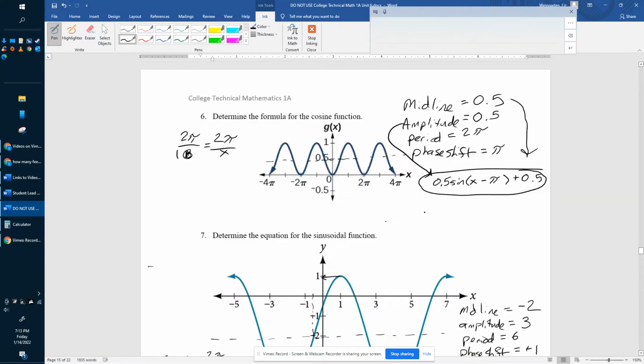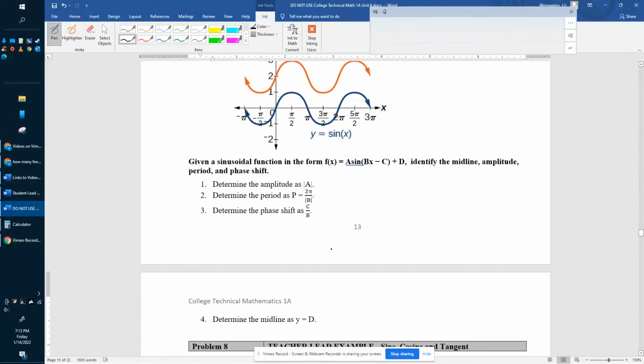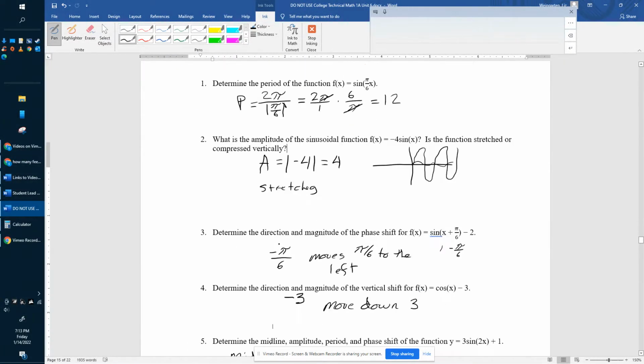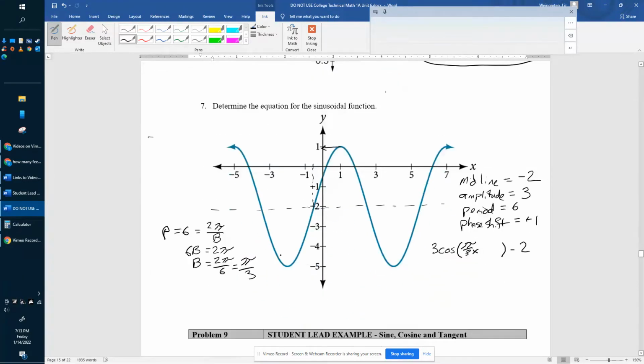Now what is our c? Let's see if we can figure out how to do that again. Our phase shift is c over b. So what was our phase shift? +1. So 1 equals c over b. Multiply both sides by pi over 3, and we get c equals pi over 3. And that is our equation.